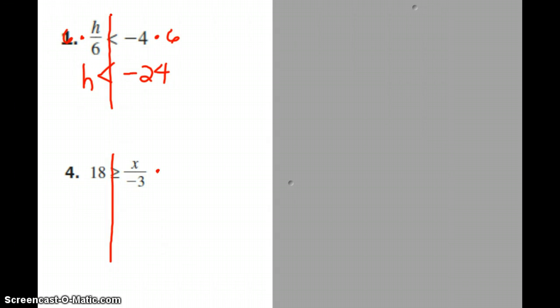And now I'm going to solve them. We're going to multiply both sides by the 6. We end up with h. The 6 is positive, so the sign stays the same. Negative 4 times 6 is negative 24. The one on the bottom, we're multiplying by the negative 3. That means that we're going to switch the sign, and we're going to do 18 times negative 3, and we're going to get negative 54.